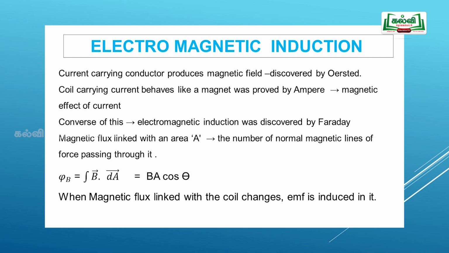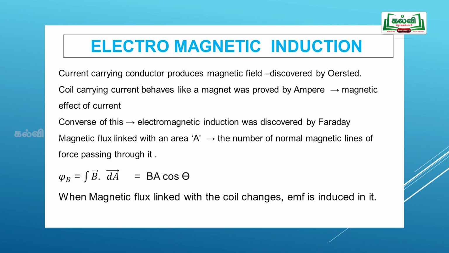Magnetic flux has to change. So, what is magnetic flux? Flux is nothing but the number of normal lines of force passing through the given area. If you have an area, we call this an area vector, perpendicular to the surface. And if magnetic lines of force are passing normally to the surface, the number of magnetic lines of force passing through the surface is called magnetic flux linked with the surface. Now, we have got the basic idea of flux.